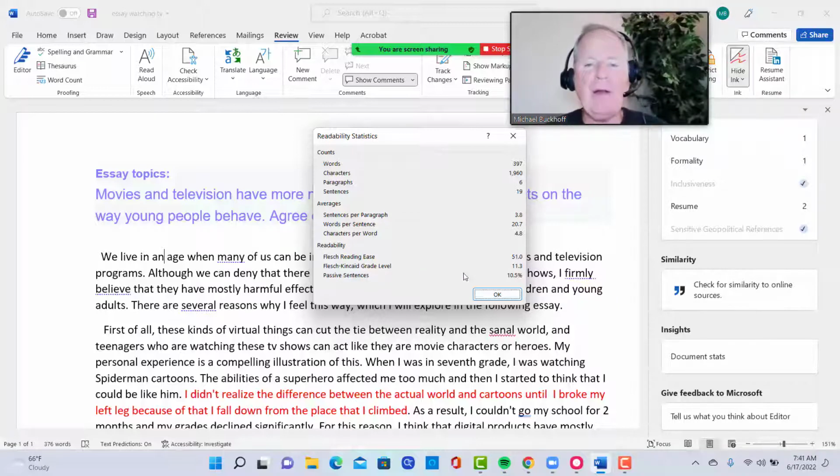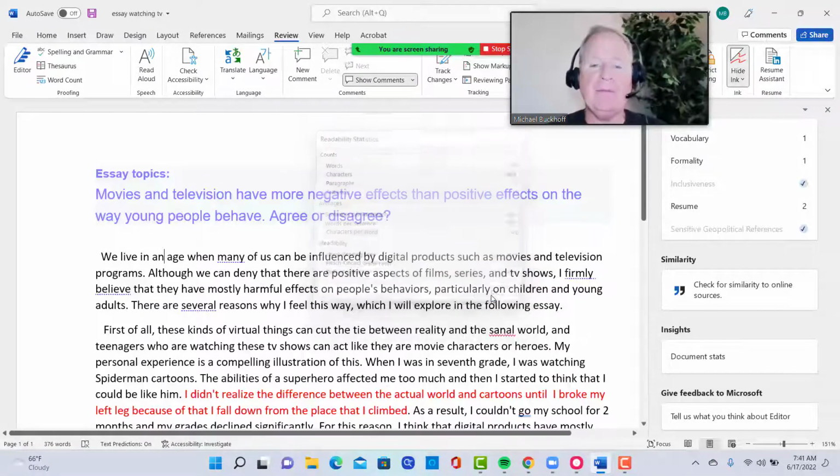Your grade level right now is 11.3. So I think it's better if you get that closer to 13 or 14 based on my experience. I think that does make a difference in how E-Rater, ETS's artificial scoring engine, looks at your writing.